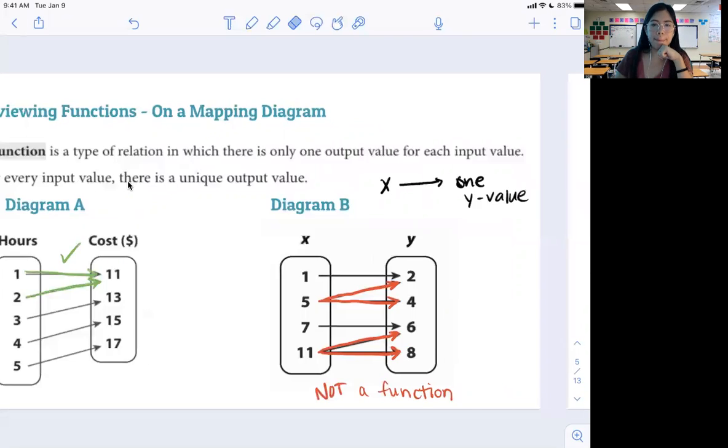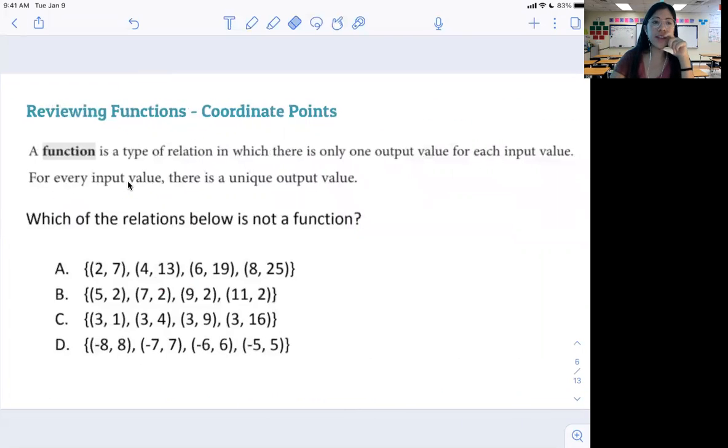Okay. Moving right along. Lastly, you might see a relation as a bunch of coordinate points. Now, when you have a coordinate point, the first number, is that your input or is that your output? Good, that's the input.